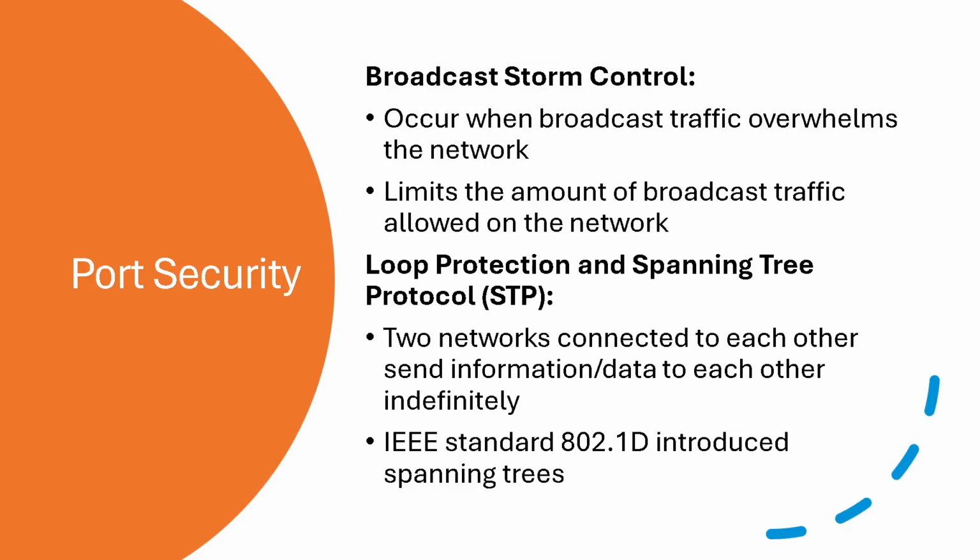Broadcast storm control. Broadcast storm control is a feature that prevents network congestion caused by broadcast storms, which occur when broadcast traffic overwhelms the network.